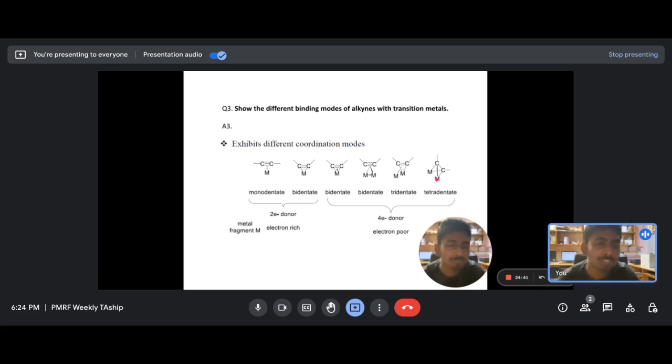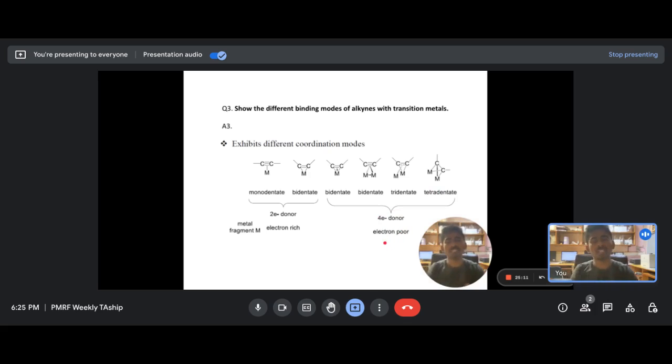Here you can see both of the metals are involved, both of the metals are equivalent, and they have a significant interaction with both of the carbon centers of the acetylenic system. So in this case, it is also a 4 electron donor, and it's a tetrahedral system because the metal center is bound to both of the carbon centers, and this metal center is also bound to both of the carbon centers. So this carbon is tetrahedral, this carbon is also tetrahedral, so it's a tetrahedral kind of system.